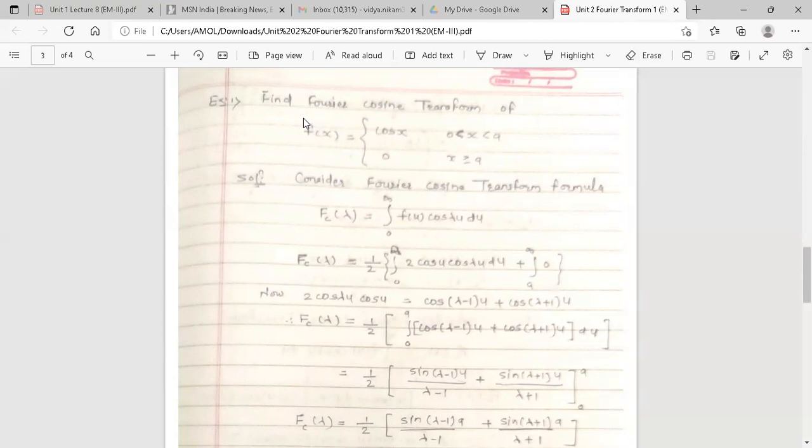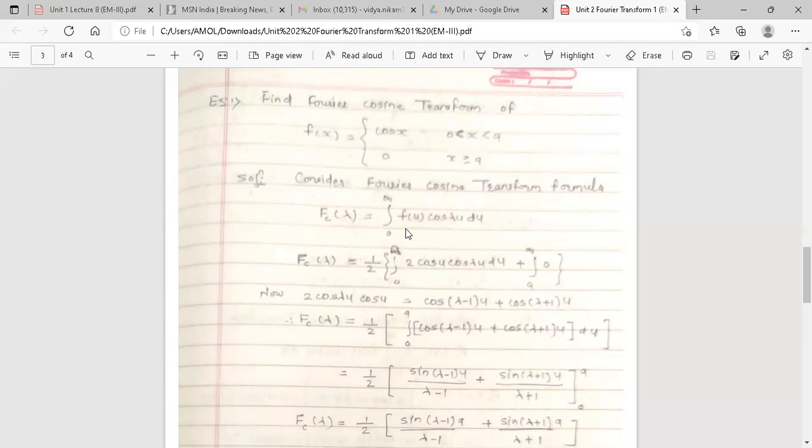Now the formula for the Fourier cosine transform is F suffix c of lambda is equal to the integration over 0 to infinity of f of u cos lambda u du. Now, what is the function f of u? Here the function is in terms of x, which means the variable is x in the given example. You just replace that x by u, then you will get f of u. It is f of u, defined in intervals. It is cos u when u lies between 0 and a.